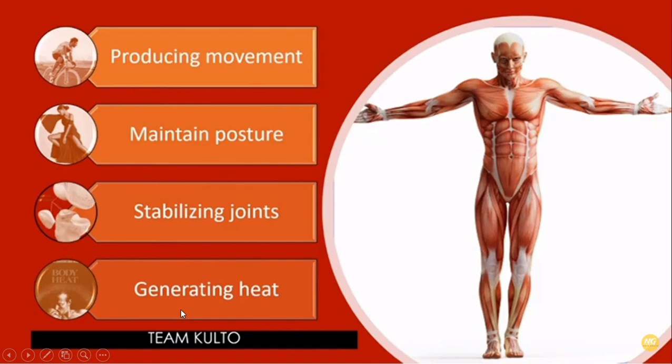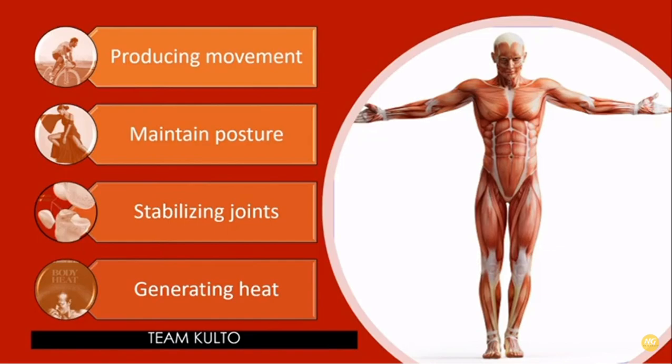And lastly, we have the generating heat. It is the fourth function of the muscle, that it generates body heat. It is the byproduct of muscle activity, or what we call the ATP. So the ATP, or adenosine triphosphate, is used to power muscle contractions, and nearly three-quarters of its energy escapes as heat, and this heat is vital in maintaining normal body temperature.